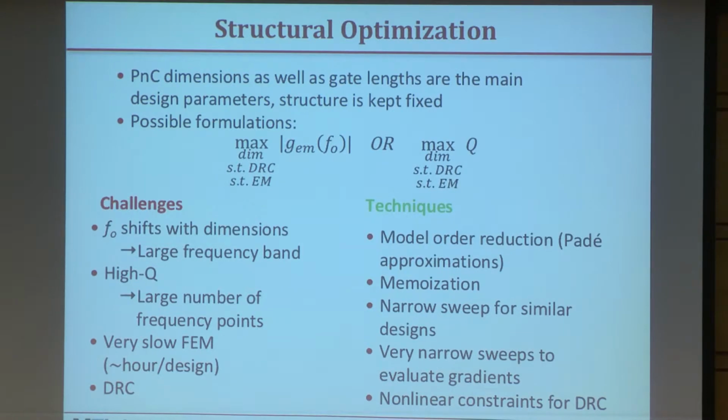The second thing is memoization. This means whenever I run a simulation, I save all the previous results. So when the optimizer asks for a new design, I go back to these results, and I can estimate where my resonance frequency will be. So I don't need to simulate the entire large frequency band every time. I just focus on where I expect to see the resonance frequency. And of course, we can evaluate the gradients with the same idea by finite difference, just running very narrow simulations.